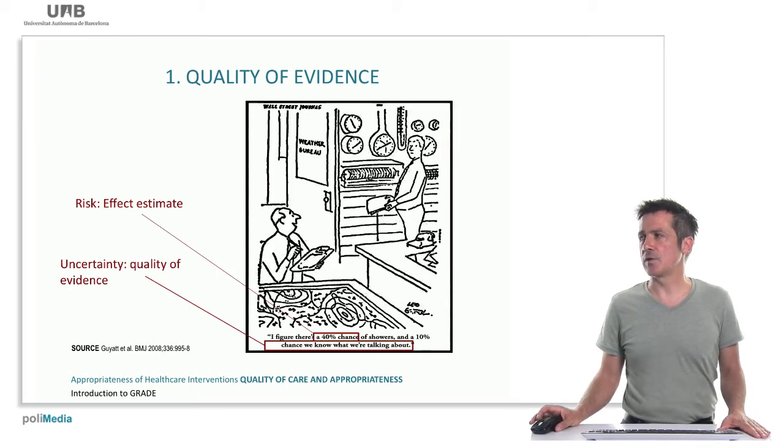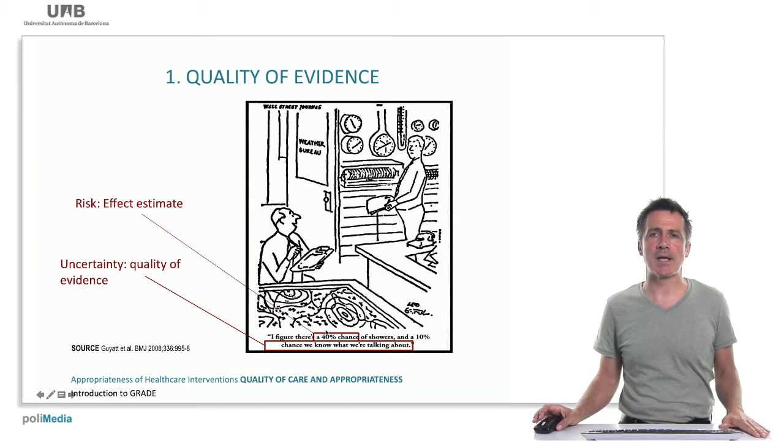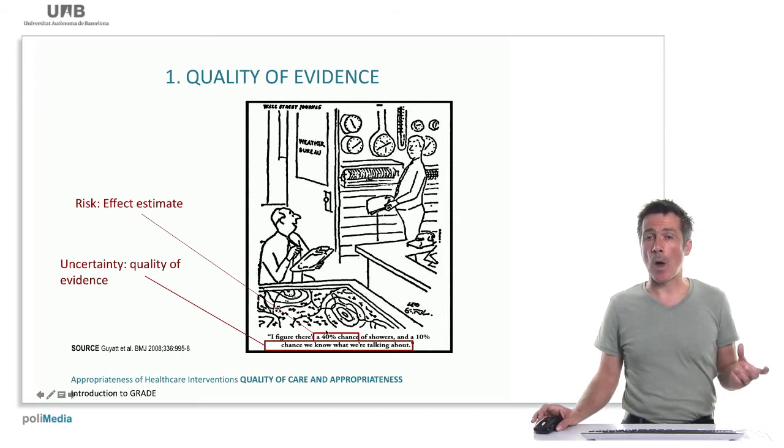This cartoon is very illustrative of what I mean. It's 2 weathermen talking to each other. And one of them says to the other one, "I figure there is a 40% chance of showers and 10% chance we know what we're talking about." So these 2 guys are really saying that they have a result, 40% chance of rain, but the quality of the evidence or the confidence they have in that is the uncertainty dimension, the 10% chance we know what we're talking about. So 2 dimensions.